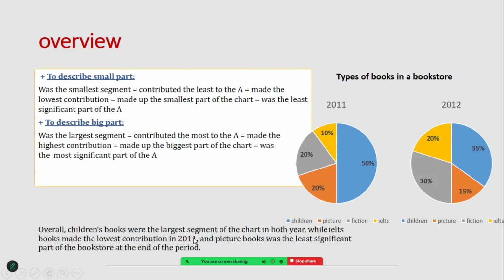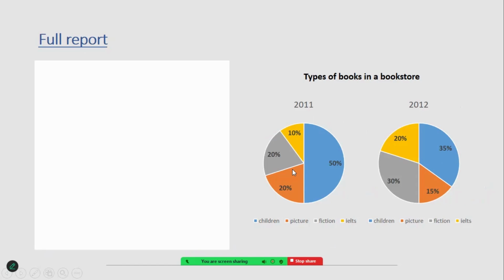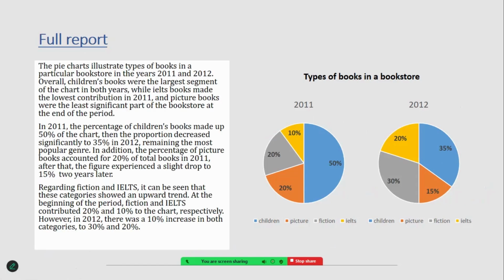Children's book were the largest segment. IELTS book made the lowest contribution here. Picture books was the least significant part here. You can choose any sentences. I just prefer these two. And that is how we got the full report. This report is 157 words.